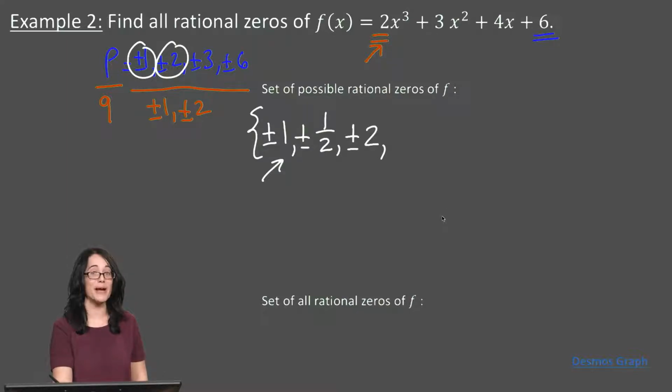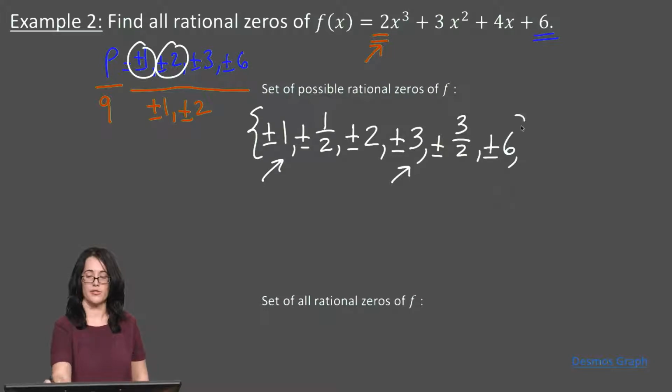I would have plus or minus 3 over 1, which is just positive or negative 3. I would have plus or minus 3 over 2, which is new. And I would have, let's see what else here, plus or minus 6. Yeah, that's right. And then 6 over 2 is just 3, but we have already mentioned 3. So it looks like we have positive or negative 1, positive or negative 1/2, positive or negative 2, positive or negative 3, positive or negative 3/2, or positive or negative 6. That's still quite a lot to test.